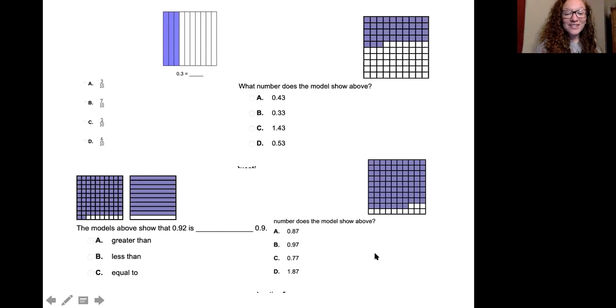Let's look at this last one together. What number does the model show above?